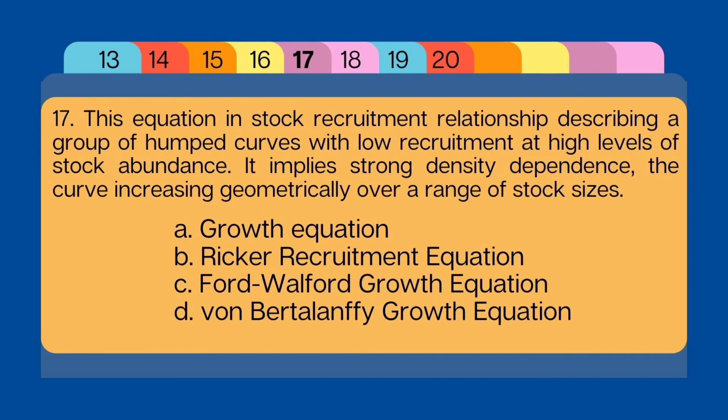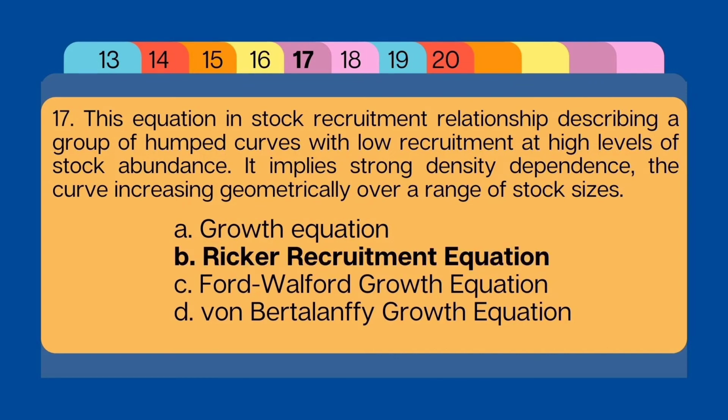Number 17. This equation in stock recruitment relationship describing a group of humped curves with low recruitment at high levels of stock abundance. It implies a strong density dependence, the curve increasing geometrically over a range of stock sizes. A. Growth equation. B. Recruitment equation. C. Ford-Walford Growth Equation. Or D. Bertalanffy Growth Equation. The answer is B.